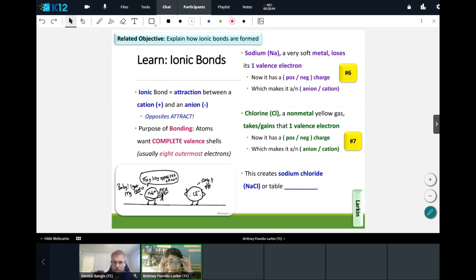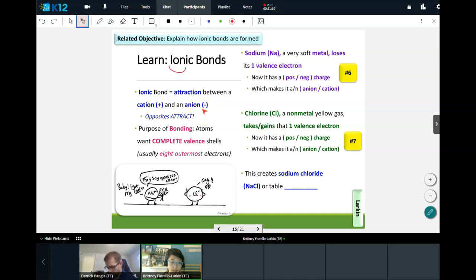So we've talked all about ions now. Now we're going to go ahead and talk about the ionic bond, which should make sense. It has the root word ion in it. So an ionic bond is just the attraction between a cation and an anion, because cations are positive, anions are negative, and they're opposites. Opposites attract. We have this idea in physics that opposites attract, whereas likes repel.